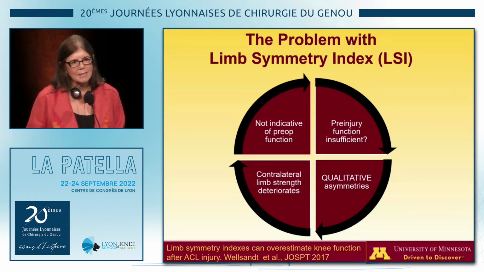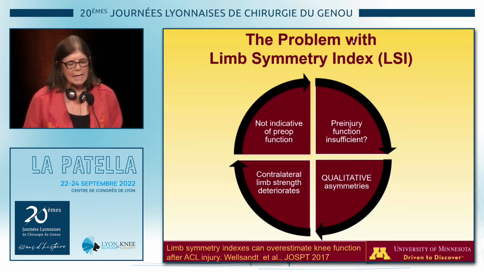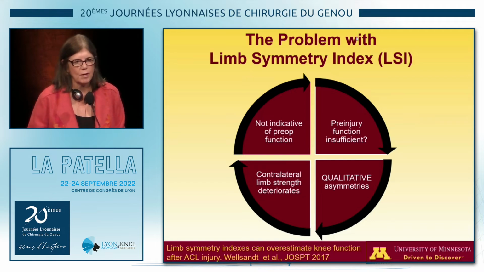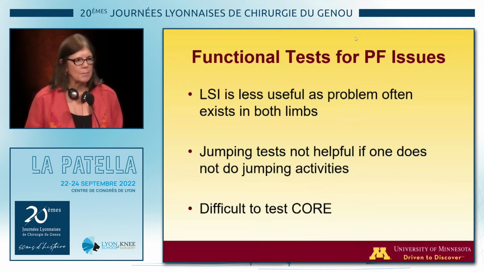So that limb symmetry index, even though this has been the core of return to sport, it has some problems. It's not indicative of preoperative function. We rarely have a pre-injury functional test. The qualitative asymmetries, which I just pointed out, are difficult to measure and articulate with each other, and the contralateral limb strength sometimes or often deteriorates in the rehab process. So we just must keep this in mind. And what I have felt over the years of dealing with both ACL and patellofemoral issues is that limb symmetry index is less useful as a problem often exists in both limbs. Jumping tests are not so helpful if one does not do jumping activities, and it's difficult to test core. So I just think we need to keep those in mind.